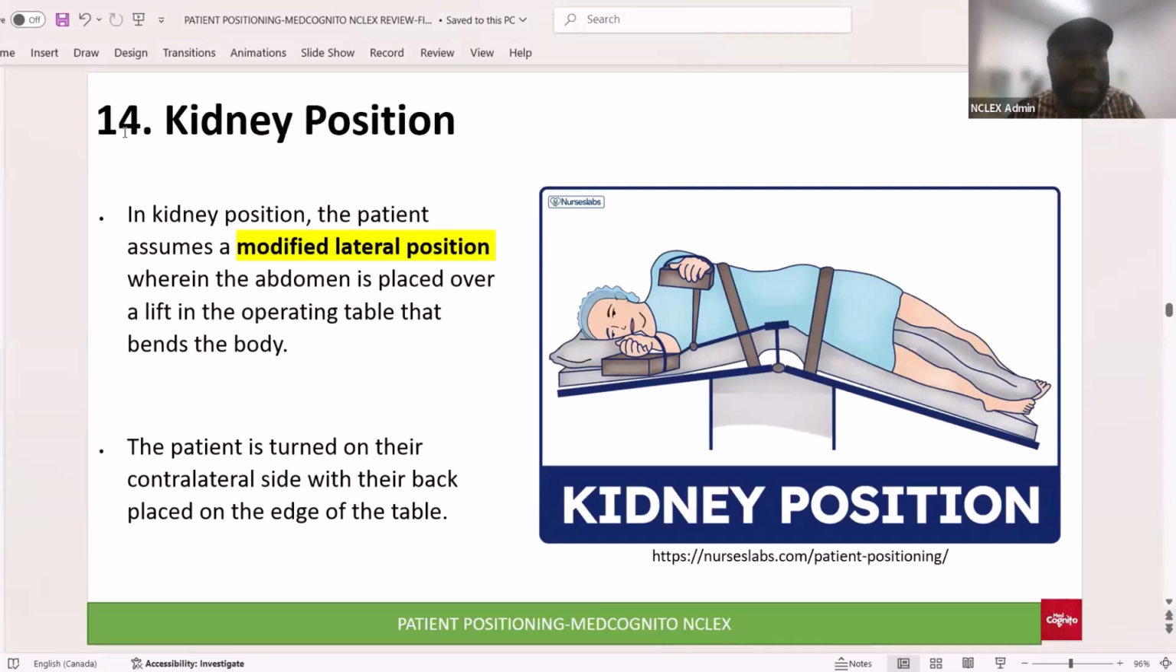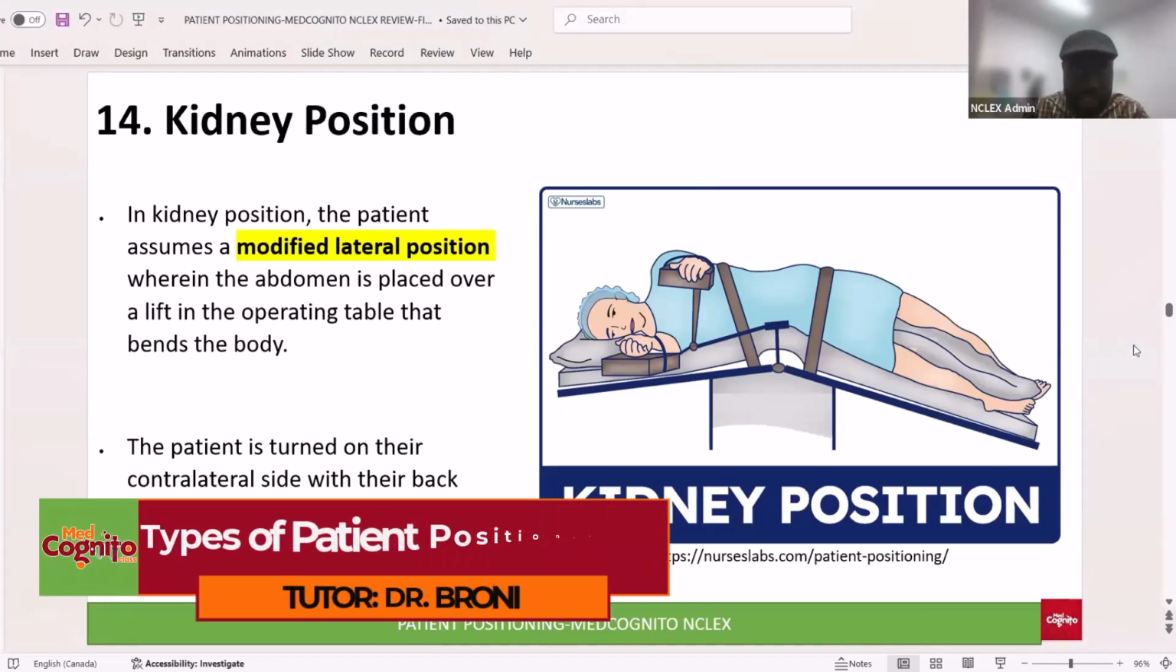Okay. Now the patient is turned on their contralateral side with their back placed on the edge of the table. That is what we call the kidney position.